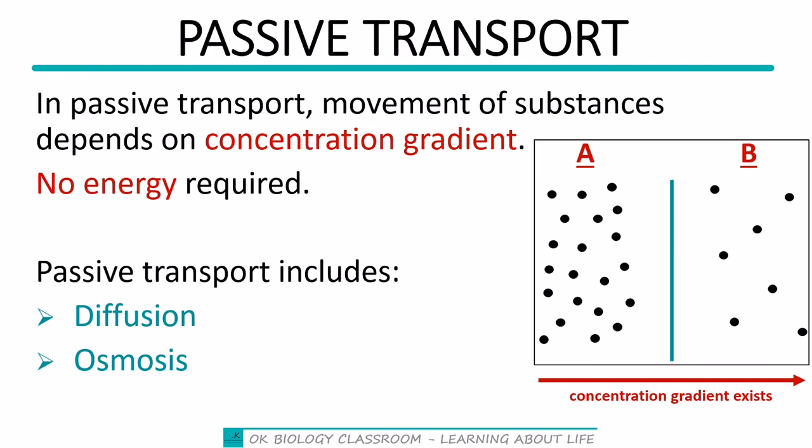So let me go back to the image that we have here. It means that in the case of diffusion, for example, since region A has more of the molecules than region B, the molecules in region A would easily flow from A and enter B until they are balanced. Right, so it is very simple. Passive transport depends on concentration gradient and no energy is required.